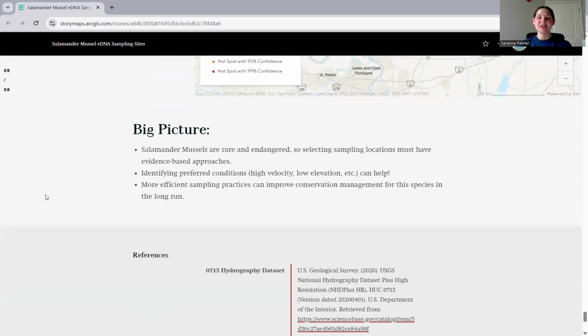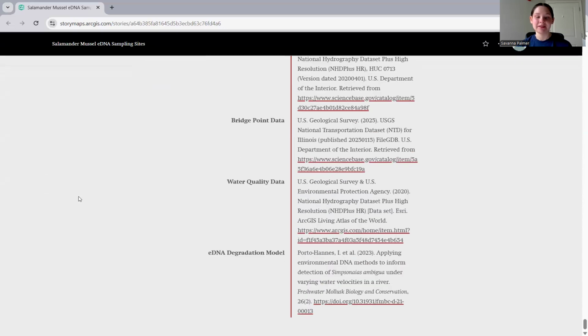Looking at the bigger picture, connecting back to conservation, this is a rare endangered species, and a lot of the populations are unknown across the state. It was actually considered to be extinct for a bit, and then we were able to find some. So I'm trying to pinpoint with evidence-based data where we can do eDNA sampling, and I'm so happy that we were able to do geostatistical analysis to find that. Having more efficient sampling can result in more conservation and more money attributed to conservation down the road. And here are my references.